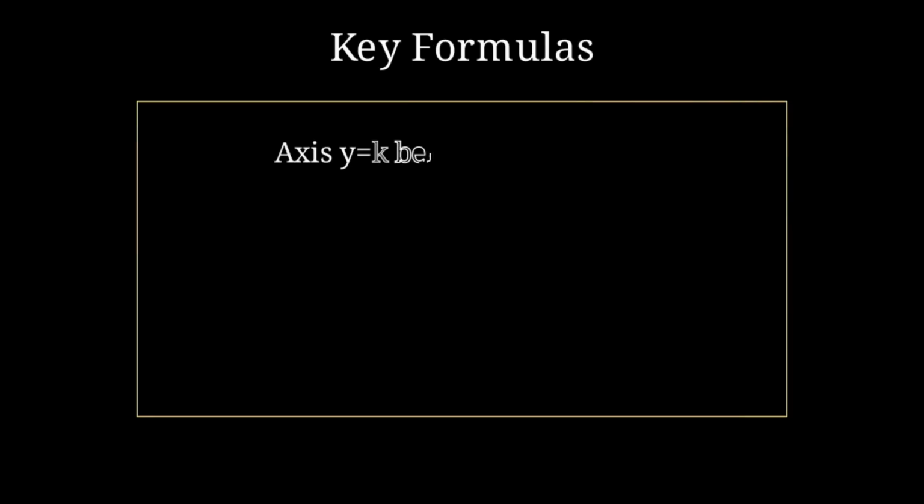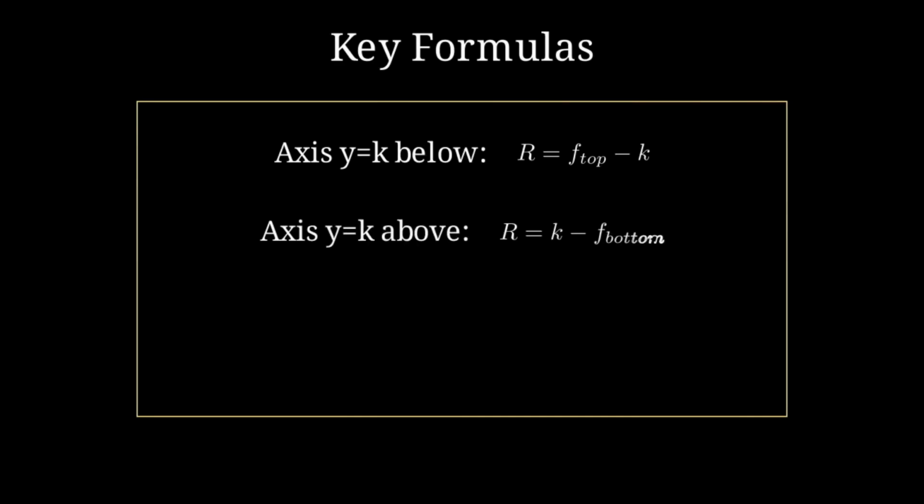Keep these formulas in your notes. When the axis is below, it's function minus axis. When the axis is above, it's axis minus function. This ensures your radii are always positive values, representing physical distance.